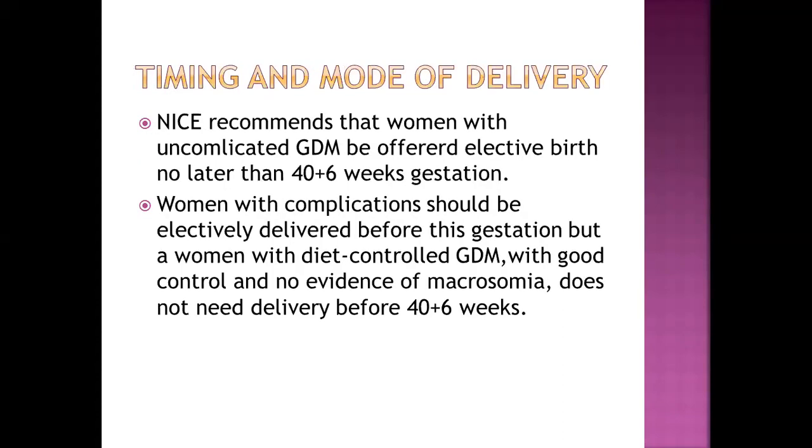What is the time and mode of delivery in these patients? For example, if the patient is euglycemic and the blood sugar is normal, there is no rigid protocol for the timing and mode of delivery. But NICE recommends that a woman with uncomplicated diabetes, GDM, uncomplicated meaning she is euglycemic, should be offered elective birth no later than 40+6.